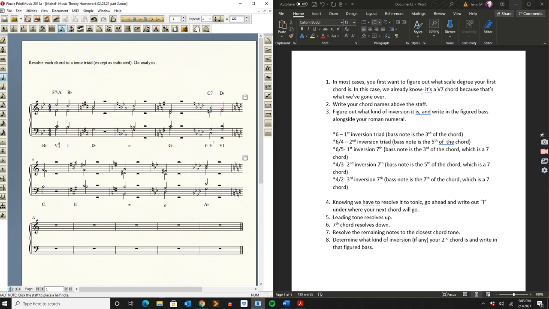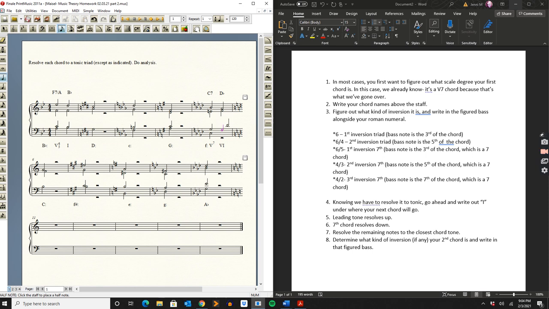So we're going to go with our tenor first. The tenor is a G, and the closest chord tone will either be an A flat or it will be an F. We are going to resolve it down to an F because, once again, you typically want to resolve downward with your remaining notes.